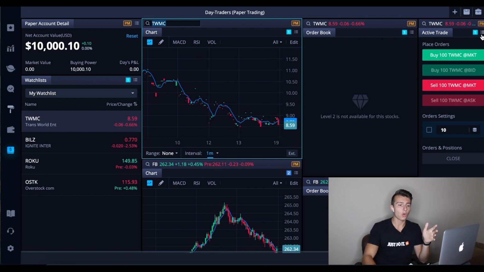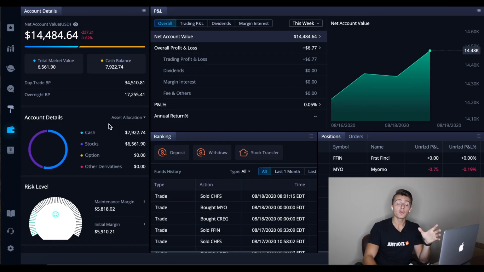So again, we can customize all these different tabs. This is an active trading tab. So if you want to quickly market buy or quickly sell, well, we can have limits, but right now it's pre-market hours, so we actually can't see that. But we can, again, customize this active trader, or we don't even have to use the active trader if we don't want to. Now let's move back up to my account.